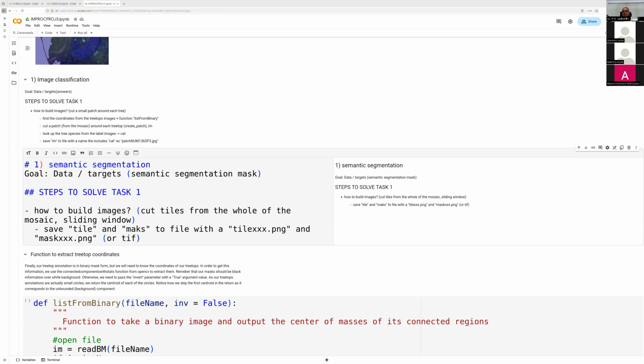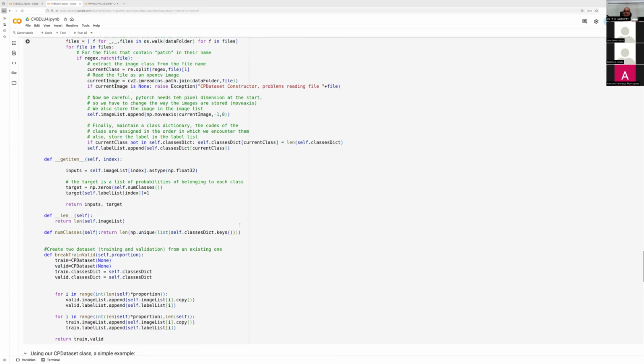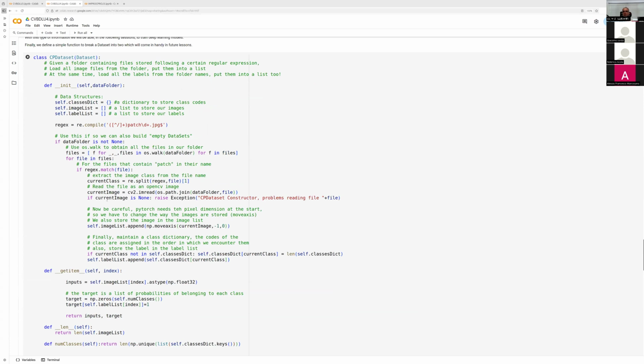Okay, so you cut one tile from the mosaic and from the label image, and then you store those two as tiles, sorry, tiles and masks. And then when you go to the data set, you will first need to build a list of the images that you have and a list of the masks that you have. Here, the target will be, for each image, an image of the same size with the codes for each class at every pixel. And the get item will be just outputting the correct position in the index.